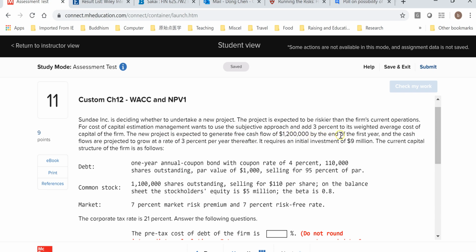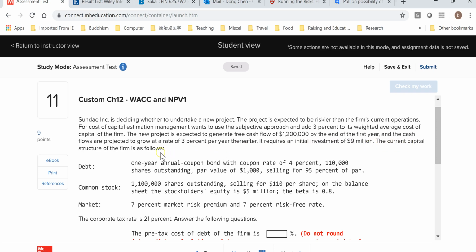The new project is expected to generate free cash flow of $1,200,000 by the end of the first year, and the cash flows are projected to grow at a rate of 3% per year thereafter. So it doesn't mention the end date of the project, hence we should assume that the project lasts forever. It requires an initial investment of $9 million.